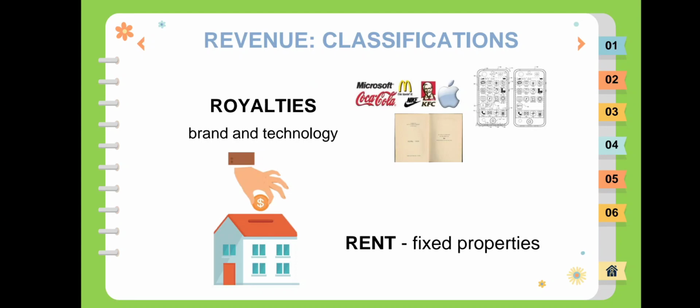Next, we have the royalties. So, this is the name of the revenues kung yung binibenta ng company ay yung brand, or yung technology, yung patent, yung copyright para sa mga books or other literary artworks. So, royalties ang tawag dyan sa revenue nila. And if yung business is nagpaparenta ng mga properties nito, gaya ng buildings niya, so ang tawag sa revenue niya ay rent.